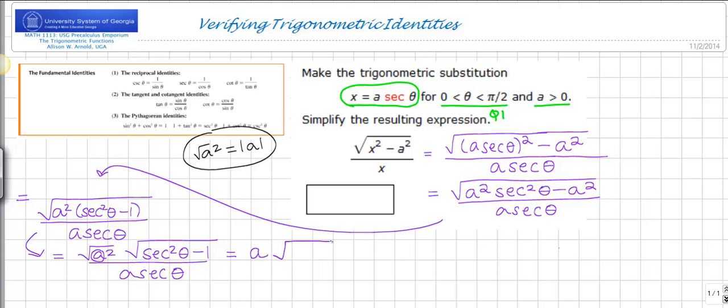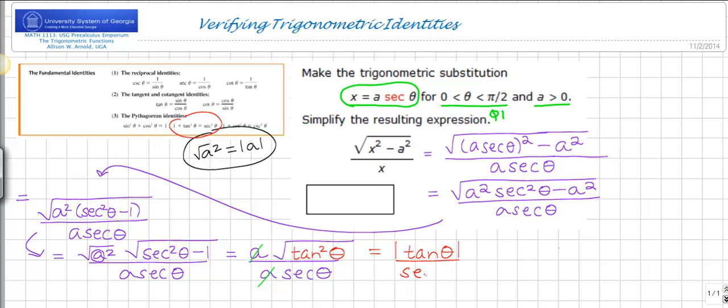We also notice from the 1 plus tangent squared equals secant squared identity that secant squared minus 1 is the same as tangent squared. Still dividing by a secant of theta. A is positive, so these are identical, and we can cancel. Okay, now we run into the same deal. The square root of somebody squared is its absolute value.